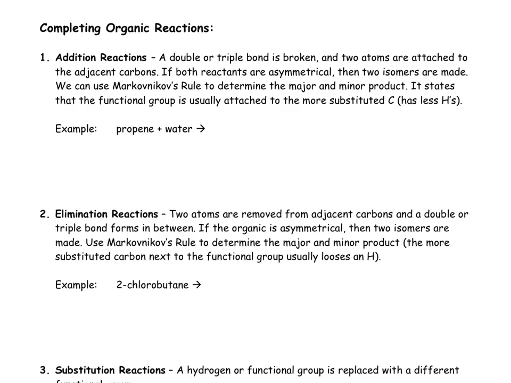Our example here is propene doing an addition reaction with water. Let's first draw the reactants. So propene has 3 carbons, and I've got a double bond between carbon 1 and carbon 2. We usually represent water in organic reactions like this, because what happens in this addition reaction is this bond will break and we'll stick the H on one carbon and the hydroxyl on the other carbon.